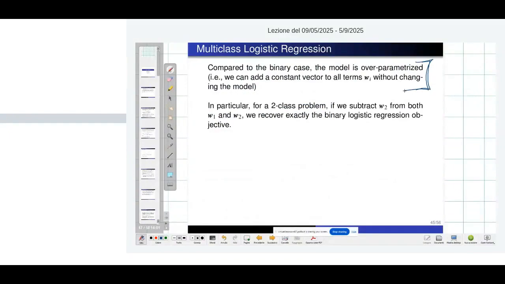The thing that we want to know is how this is related to the binary model. First of all, there is already a discrepancy. In the binary model, we had one vector W and one bias.